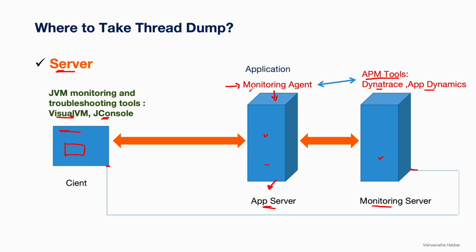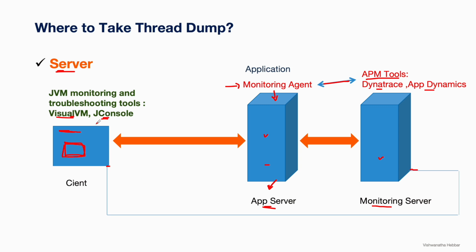In that case, you need to install the monitoring agent here, and this agent will take a thread dump and share it with the monitoring server. This thread dump detail stored on this monitoring server can be accessed from this client machine using the dashboard. And using this dashboard, you can also trigger the thread dump, and it will send this trigger here, and it will in turn send a trigger to this monitoring agent, and it will take a thread dump, right? We can directly take a thread dump from this dashboard here.